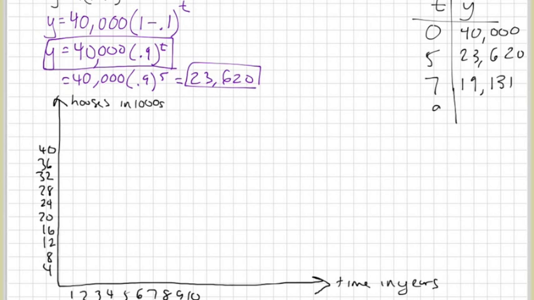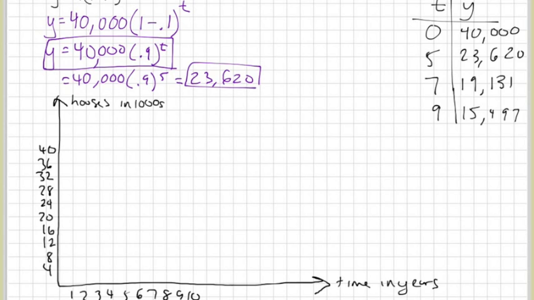Not there yet, so maybe I'll try 9. And they get 15,497, so I passed it by. So it must be about 8 years. You could actually go back and plug in 8 if you wanted to, or you could just know that it must have crossed over the 17,200 between those two values.